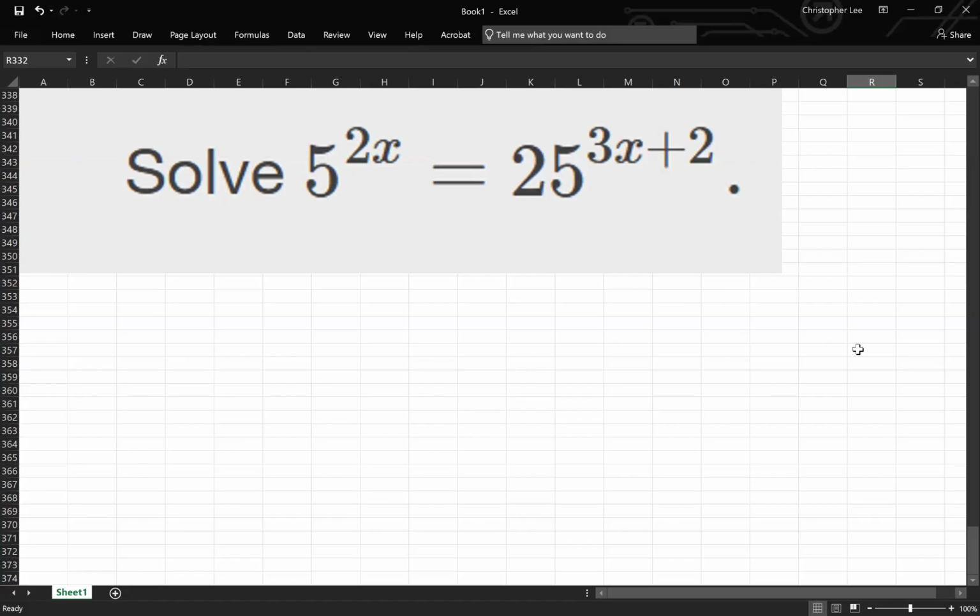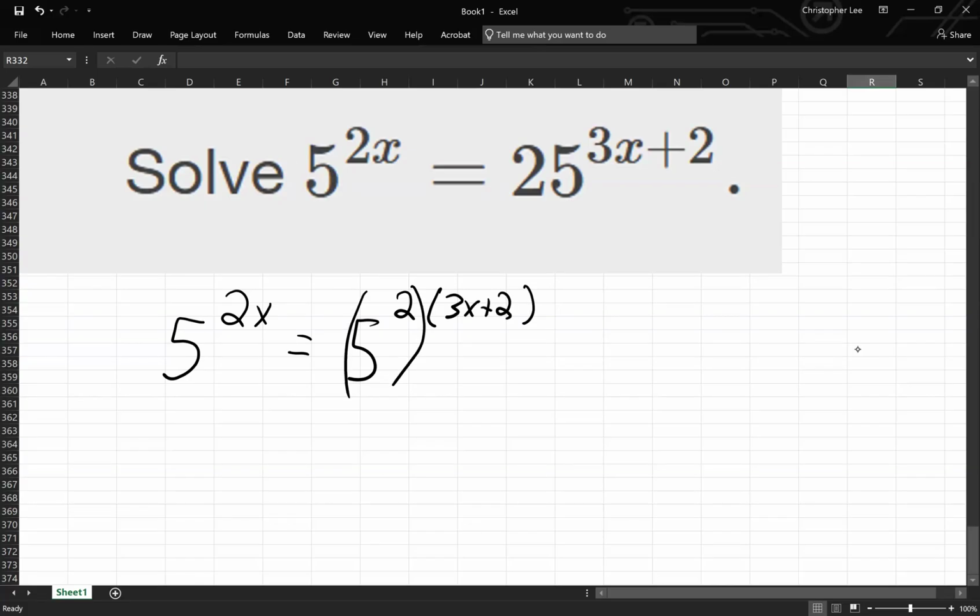All right, let's go. So I have what? 5 to the 2x is equal to what? 5 squared. Very good. That should really be something like this, but you get the idea. Same base. This becomes what? 2x is equal to 2 times 3x plus 2.